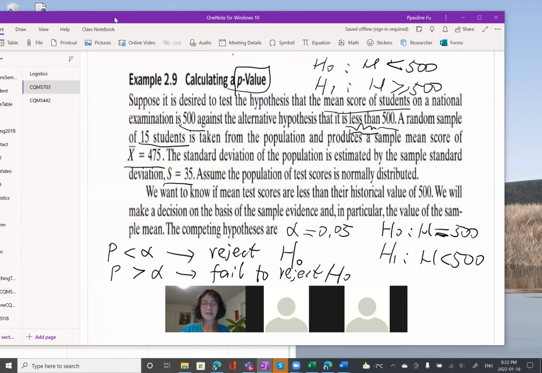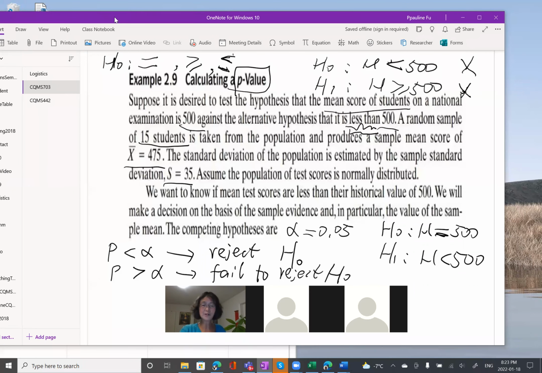I will explain why both are wrong, but good thinking, okay? You said H0 is less than 500. H0, remember this, will never have the smaller sign. What can be used as H0? There are rules. For H0, you can use the equal sign, or greater equal, or smaller equal. H0 only uses one of these three symbols.